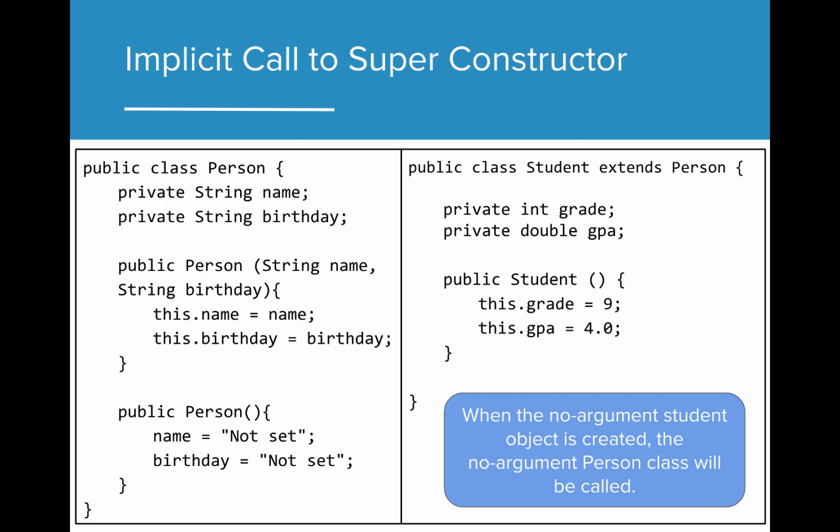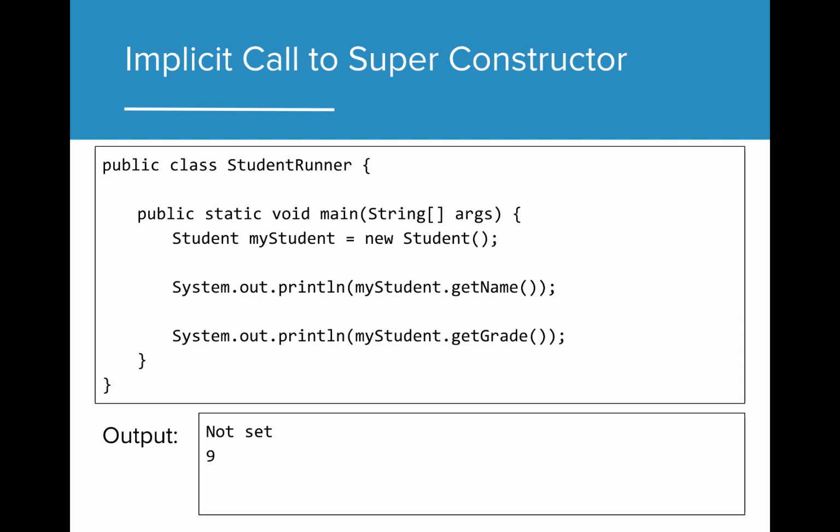Here's another example. When a subclass doesn't have an explicit call to the superconstructor, then the noArgument constructor is used. Let's take a look at how this plays out by looking back at our person-student relationship. Notice that the student subclass doesn't make a call to the superclass constructor. Without this call, Java uses the noArgument constructor in the person class. When the program is executed, we can see that the values are initialized by the noArgument constructor. Instead of having a null value, they are set to not set per the noArgument constructor.